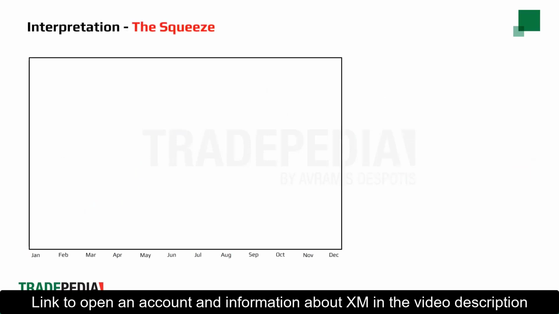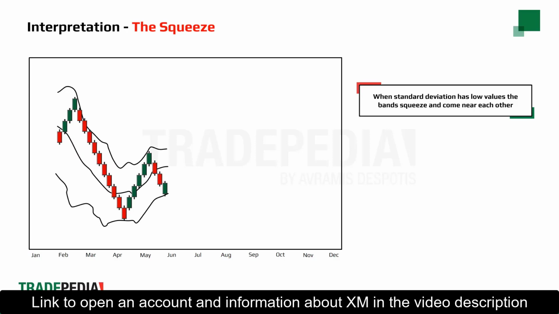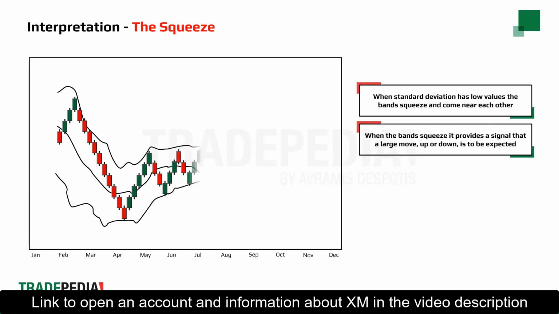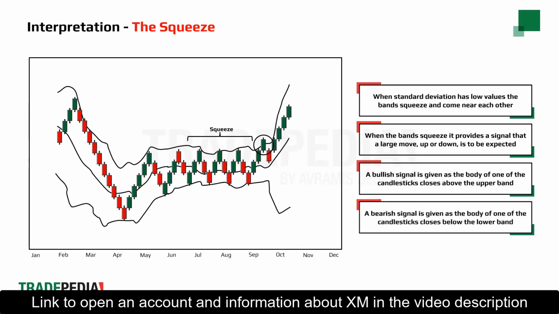The most popular way of using Bollinger Bands is the squeeze. When standard deviation has low values, the bands squeeze and come near each other, implying low volatility. Low volatility begets high volatility. So when the bands squeeze, it provides a signal that a large move, up or down, is to be expected. A bullish signal is given as soon as the body of one of the candlesticks closes above the upper Bollinger Band. A bearish signal is given as the body of one of the candlesticks closes below the lower Bollinger Band.